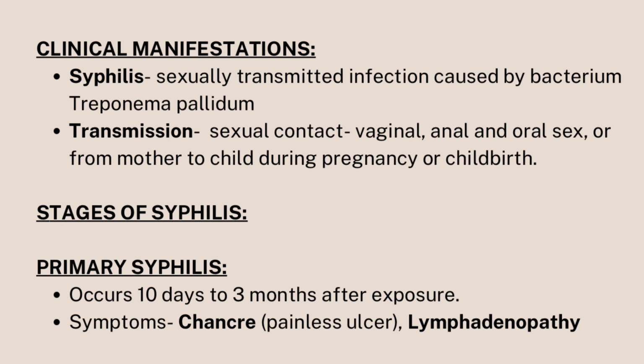Primary syphilis. Primary syphilis occurs 10 days to 3 months after exposure. Symptoms include a chancre. A chancre is a painless, firm and round ulcer that appears at the site of infection, such as the genitals, anus or mouth. Lymphadenopathy, which means swollen lymph nodes near the site of the chancre.